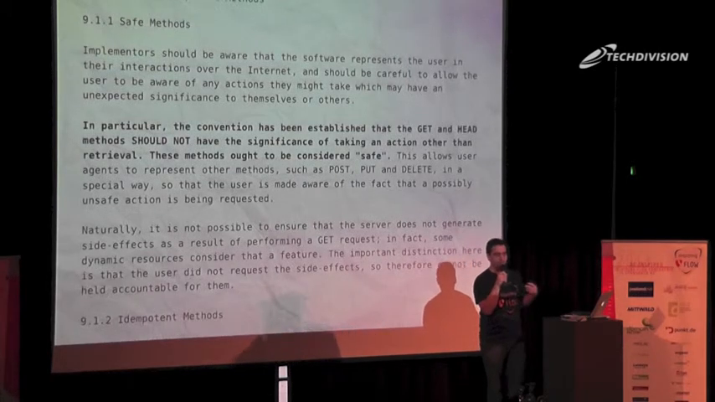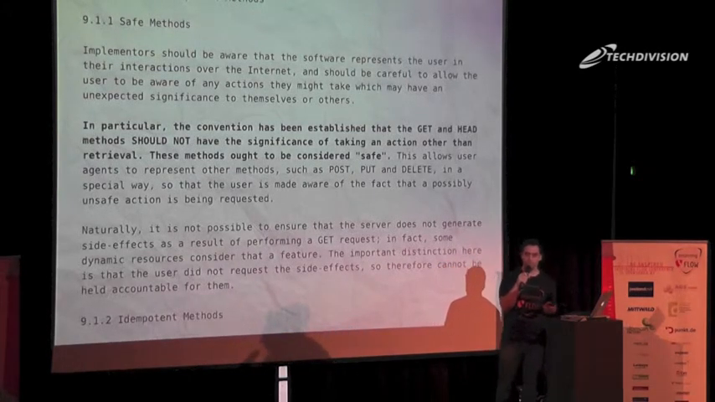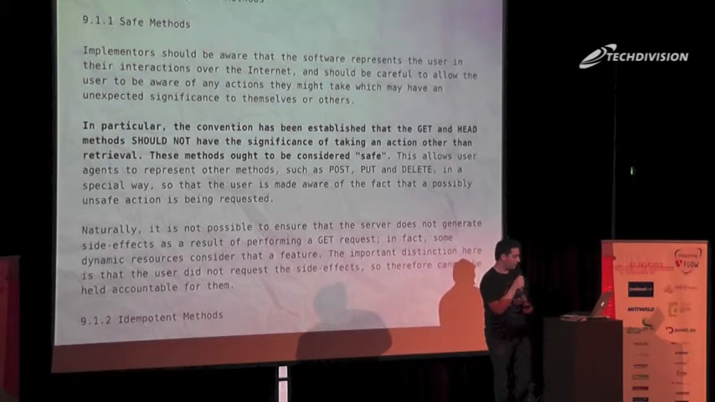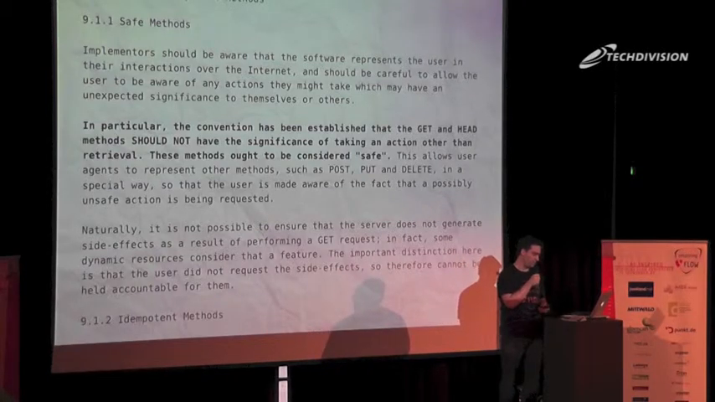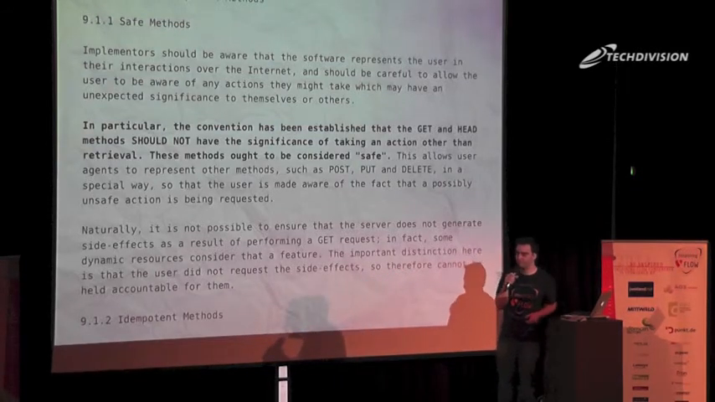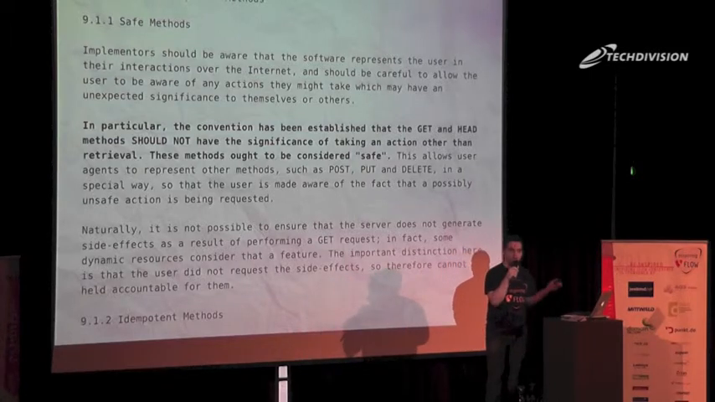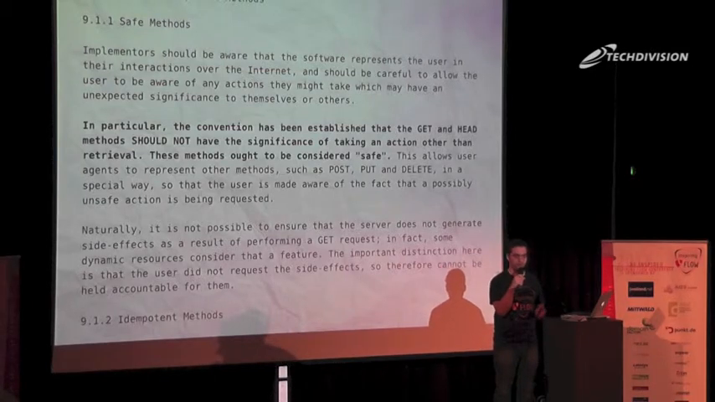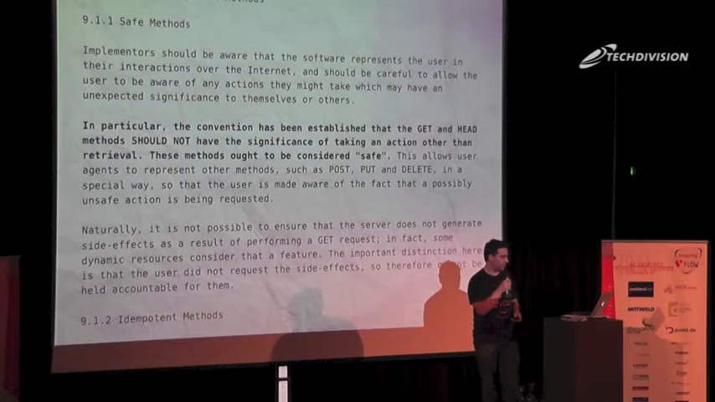In this RFC 2616, which is the HTTP 1.1 specification, there's a section about safe methods. And it says, in particular, the convention has been established that the GET and HEAD methods should not have the significance of taking an action other than retrieval. These methods should be considered safe. And we thought, well, it's written in this law, let's just implement it in Flow. It will break a lot of applications probably, but following this advice, or this should clause here, has a lot of advantages.